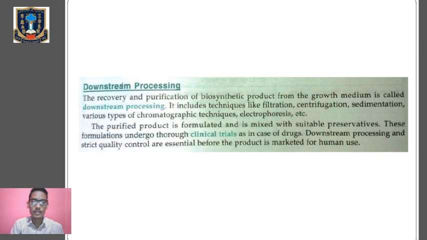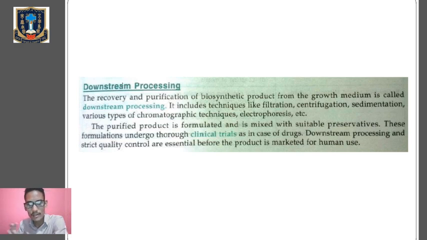Now the next topic is downstream processing. Because we have created the product in a larger amount by using the bioreactors, after creating the product, we have to go through downstream processing. The recovery and purification of the biosynthetic product from the growth medium is called downstream processing. So once the product has been produced with the help of recombinant technology in a stirred tank bioreactor, then we have to go for its recovery, then we have to purify it. This process of recovery of the product followed by its purification is known as downstream processing.